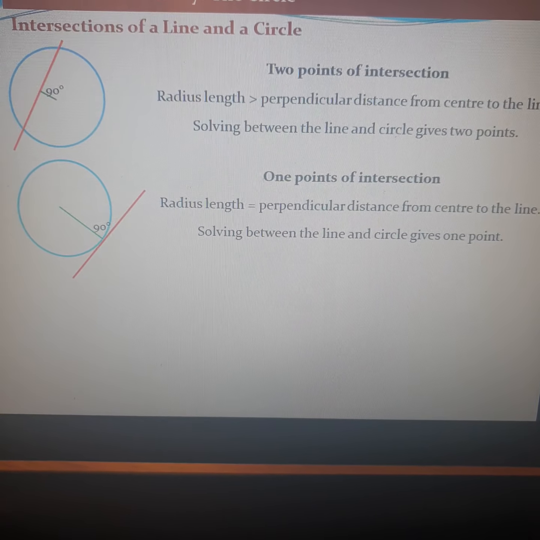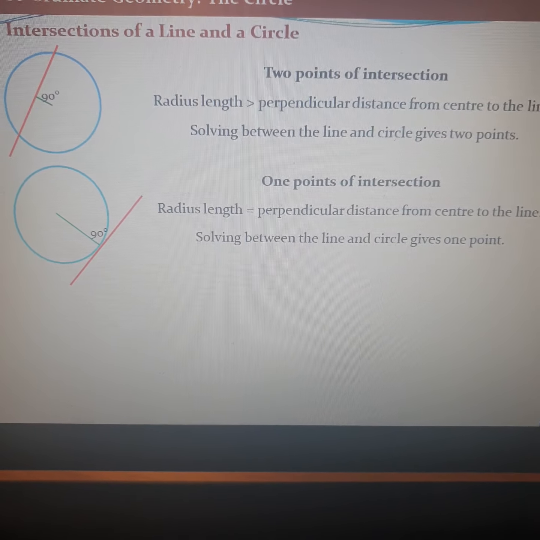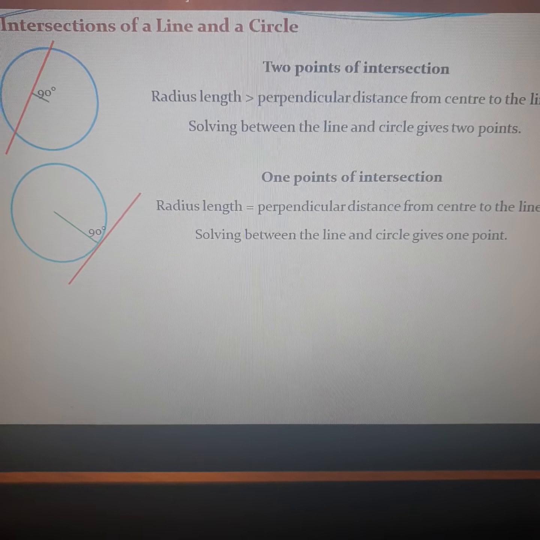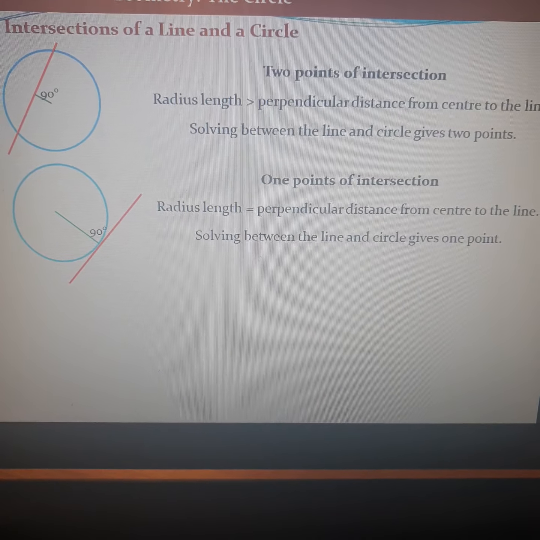This is like a question that we did in the last section, where we were finding the intersection between one of the lines and the tangent to that line.